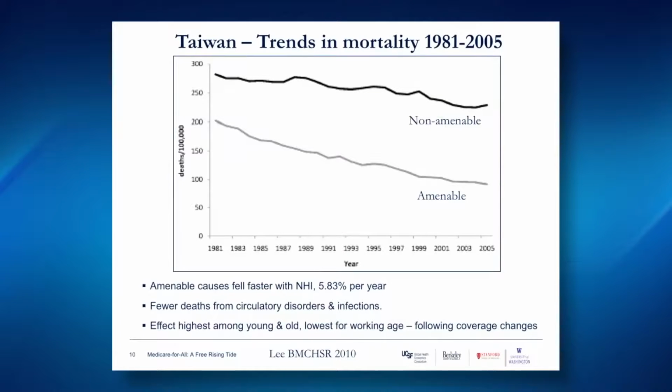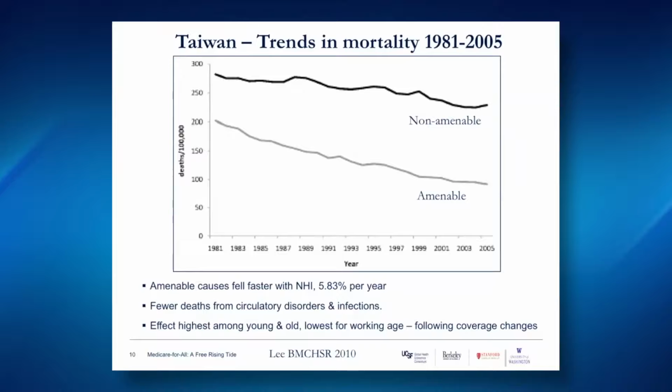This graph shows the trends in mortality. The top line, the left axis is deaths per 100,000, and the horizontal axis is years. The dark line is the non-amenable causes of death. In other words, causes of death that are not influenced by having access to care. And the gray line below it is amenable causes of death. And what the analysis showed is that there was a flattening of amenable causes until 1995, and subsequently a drop of about 6% per year. The non-amenable causes did not change.